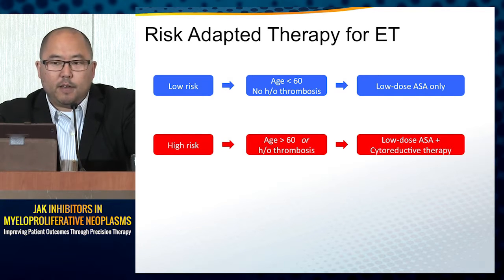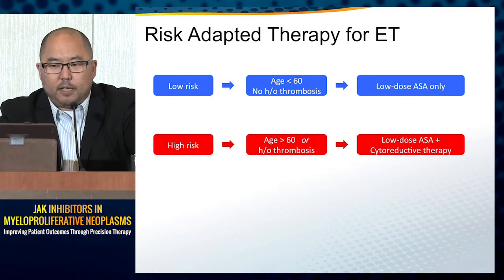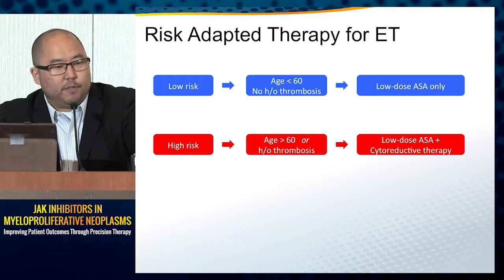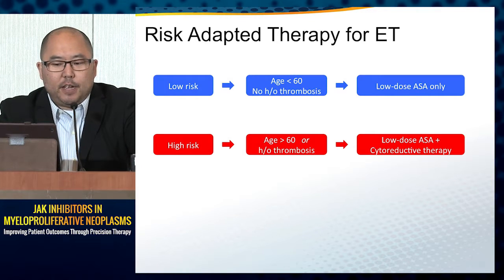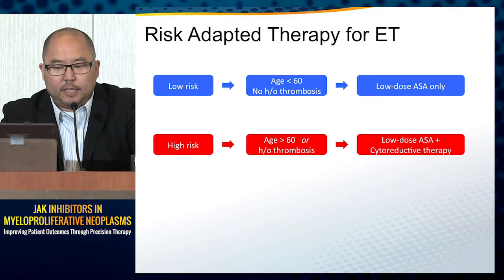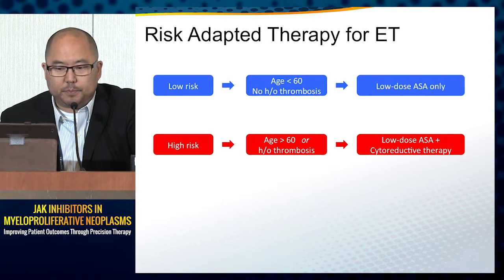So in other words, if you have a 50-year-old patient who has not had thrombosis and has a platelet count of 850,000, you're not going to put that patient on cytoreductive therapy, but rather just aspirin alone. High-risk patients, either age greater than 60 or history of thrombosis, then cytoreductive therapy would be added to low-dose aspirin. And again, that's relatively straightforward.